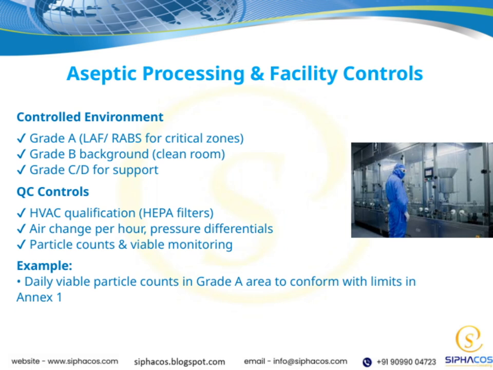We regularly monitor air change rates per hour and pressure differentials to ensure airflow moves correctly from cleaner to less clean areas. Particle counts and viable monitoring are also essential. For example, we perform daily viable particle counts in the Grade A areas to confirm that we stay within the limits set out in Annex 1, which is our guiding standard for aseptic processing.